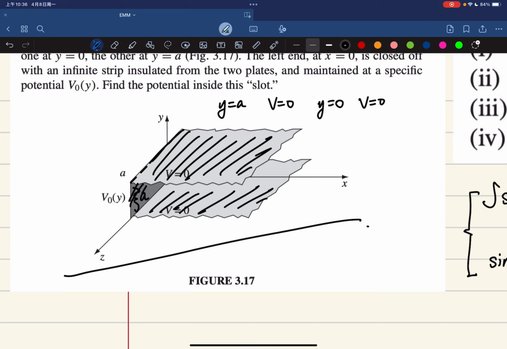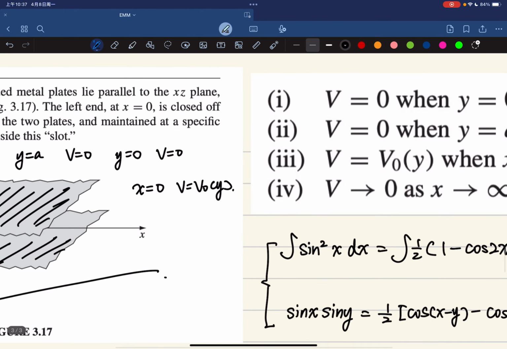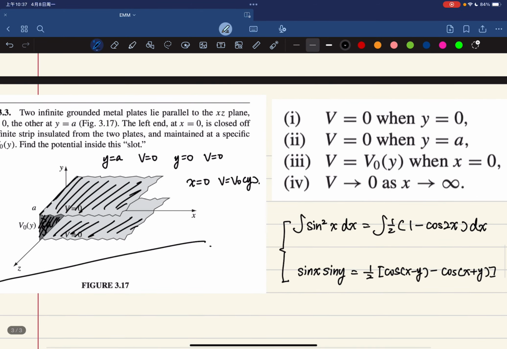And how about this side? Well, this is x equal to 0, right? So at x equal to 0, the potential would be V naught. Okay. And let's see, do we have the correct setup? Yes, we have this one. Yes, we have this one. And yes, we have this one. And we're left with this one.